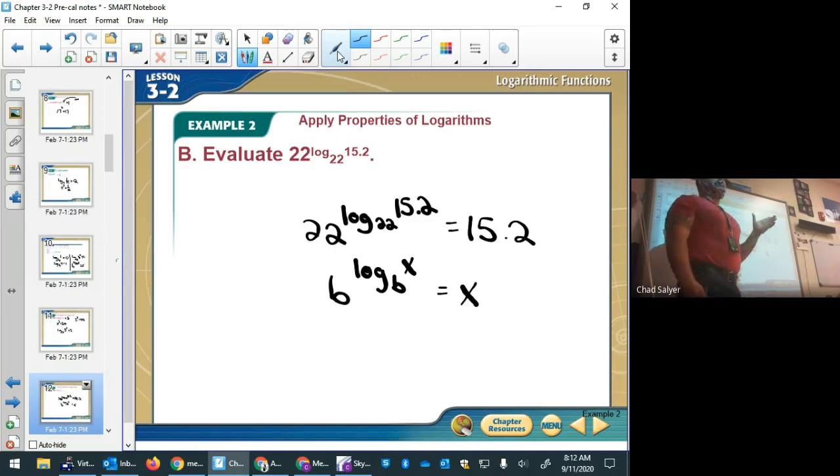I know it's less than 1. Has to be a fraction, right? Because 22 to the first power is 22. So to get less than that amount, it has to be a decimal. But anyway, this property allows us to know that it is indeed 15.2.